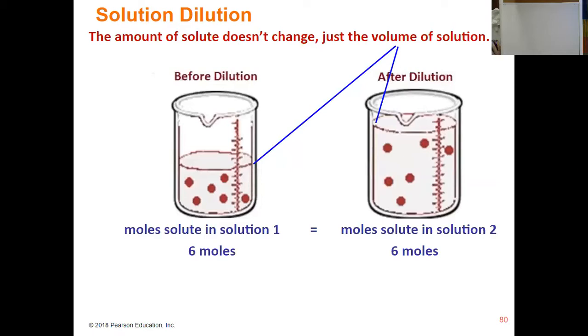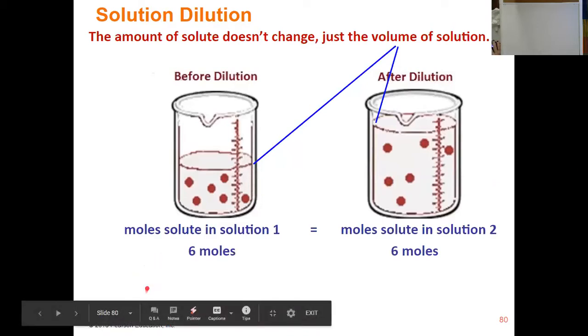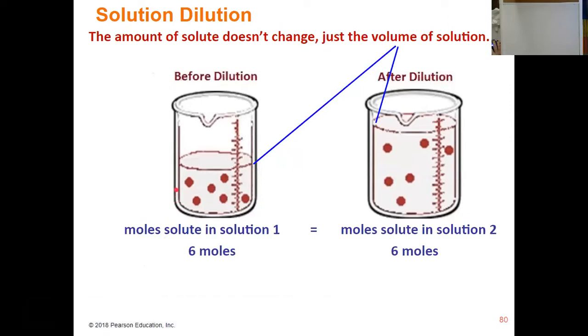So if we look here at this example, we have solution A, I guess we can call that, and that is the solution that's before dilution. So this is our stock solution here. And if each of these little red spots represents a mole of solute, then in my stock solution, I have 6 moles of solute. All right.